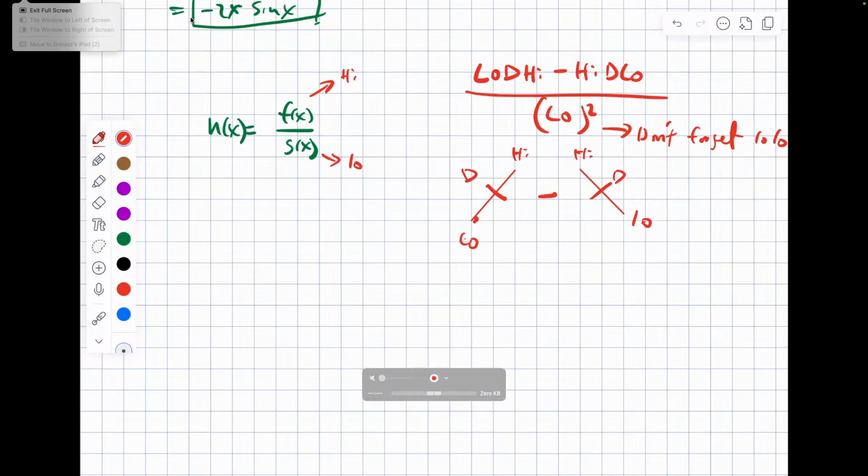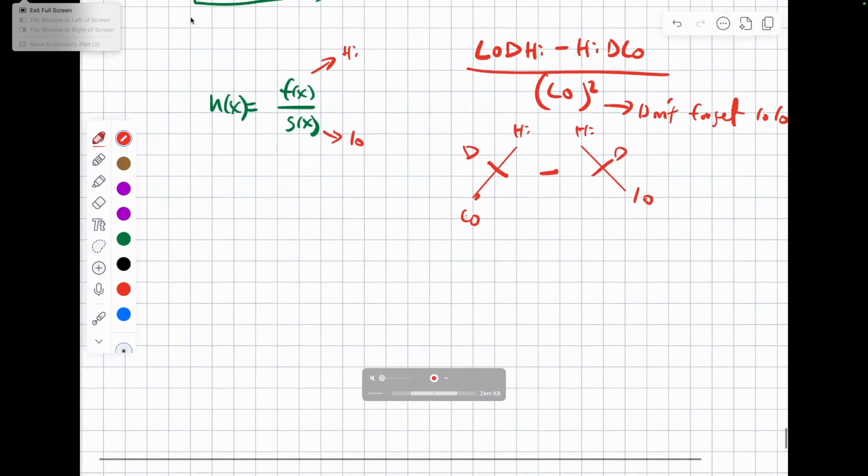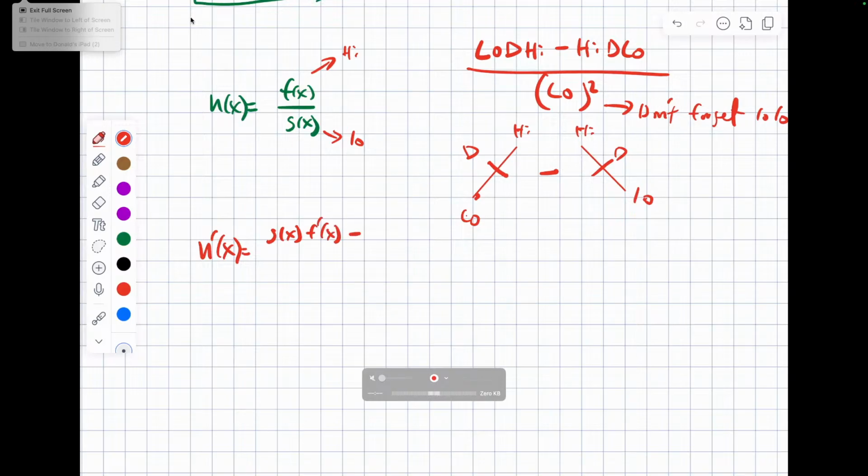Low d high minus high d low. You just cannot do it in reverse. Okay, so if I take a derivative here, I'm going to do it generically. It'll be low, which is g of x, d high is f prime of x, minus high, g prime of x, over g of x squared. So low d high, minus high d low, over low low. Don't forget low low. I don't know how many times to say that.